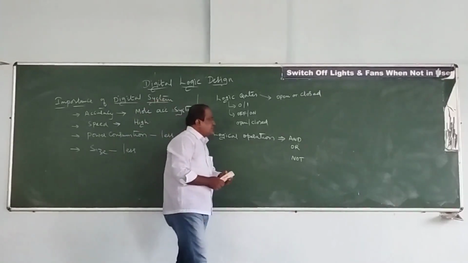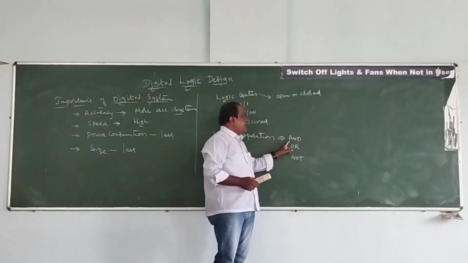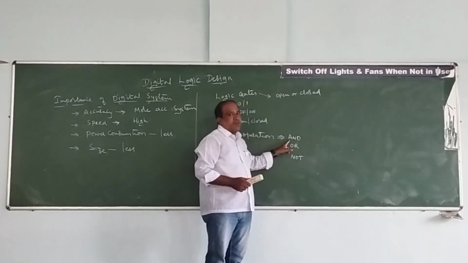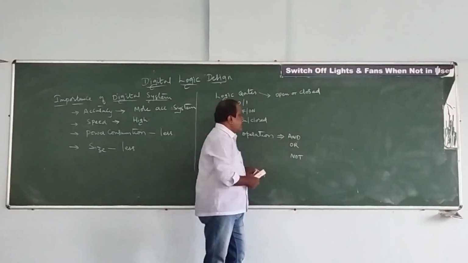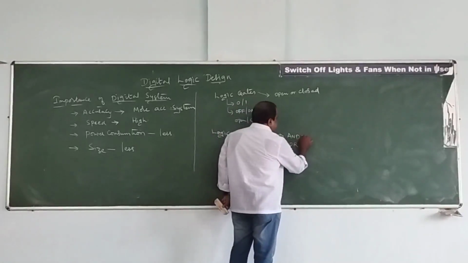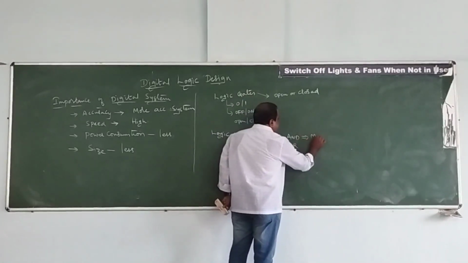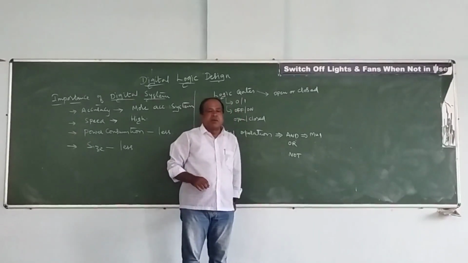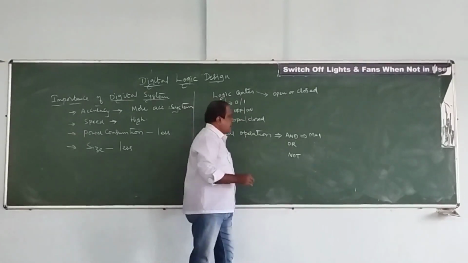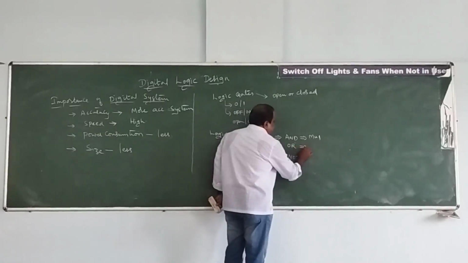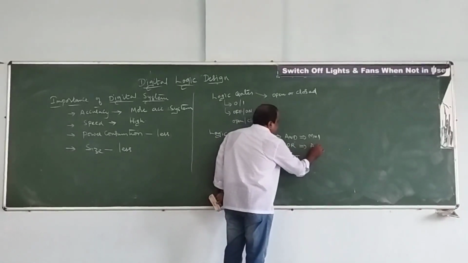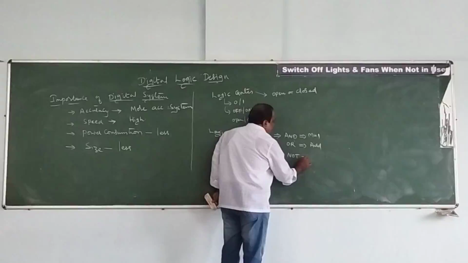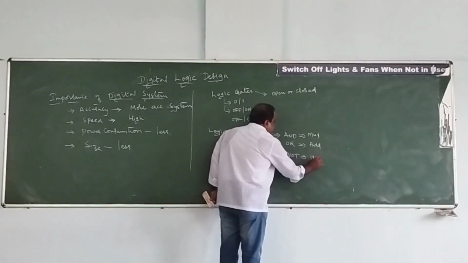Now we will see individually how each is utilized for making logical operations. If you see this, AND makes the multiplication. Multiplication is performed by the AND gate, OR performs the addition, and NOT performs the inversion.